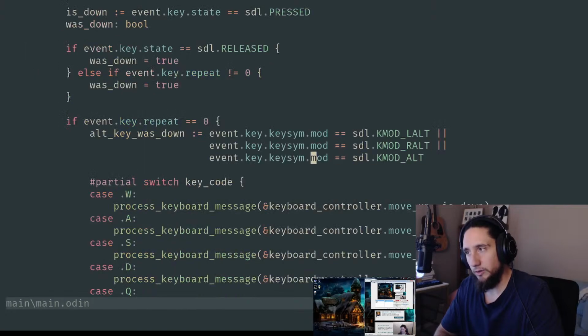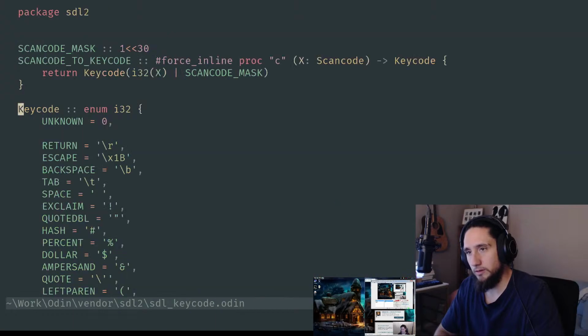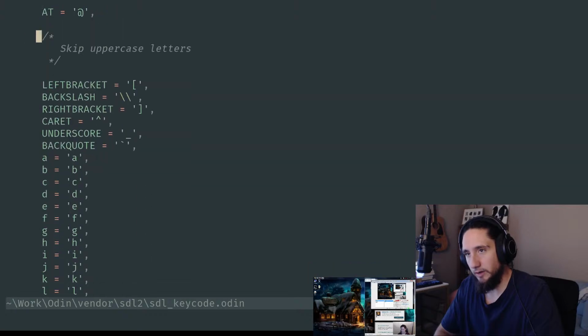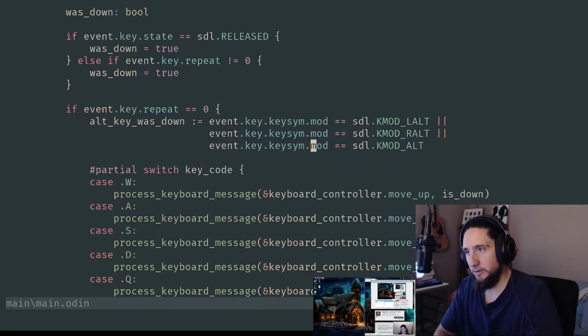I guess I could go ahead and try it. If I look at mod here, we have key code and key mod. Actually, no, that's not right. Because that's not the modifier. That's like the actual key code for the key that's being pressed. So I can't do that. But what I can do is also check to see if it's equivalent to either of these.